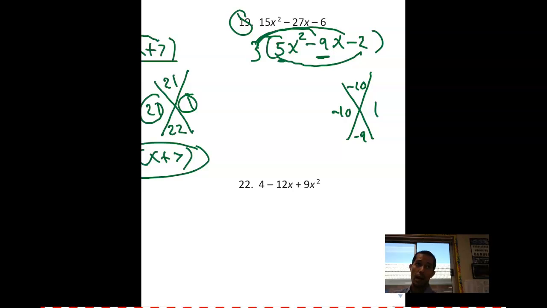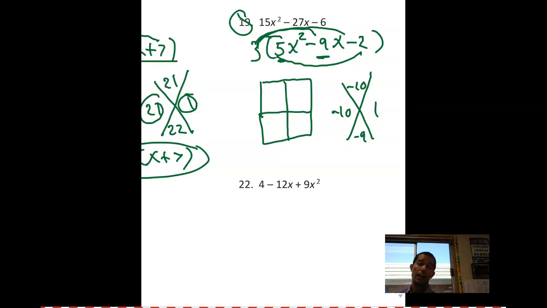Okay, now I'm thinking, wait a minute, is the answer just x minus 10 times x plus 1? No, that's not the answer, because remember, the number in front of the square term is not a 1, it's a 5 here. So there's one extra step. That extra step is to draw the box. So I'm going to draw the box.